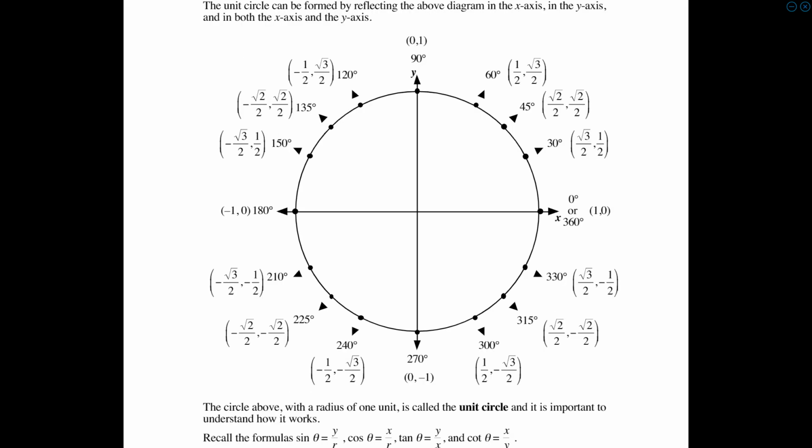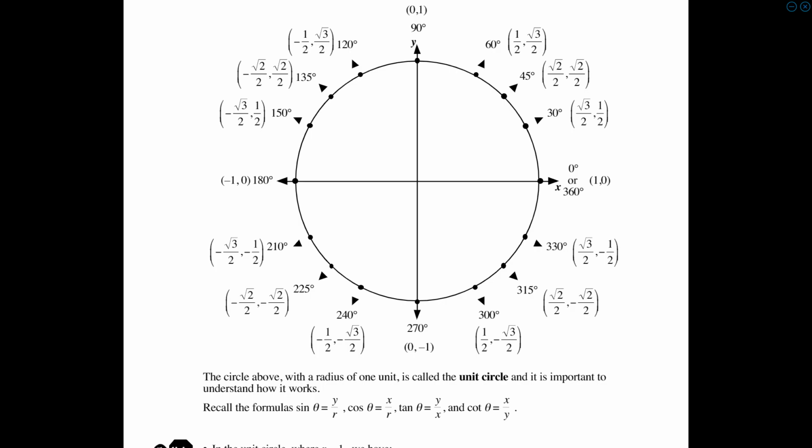This circle above is called the unit circle. I'll give you a moment just to fill this in. I recognize lots of you will like to have this. Well, I guess you have it in your book, so I don't need to leave my screen there. You have the circle right there.